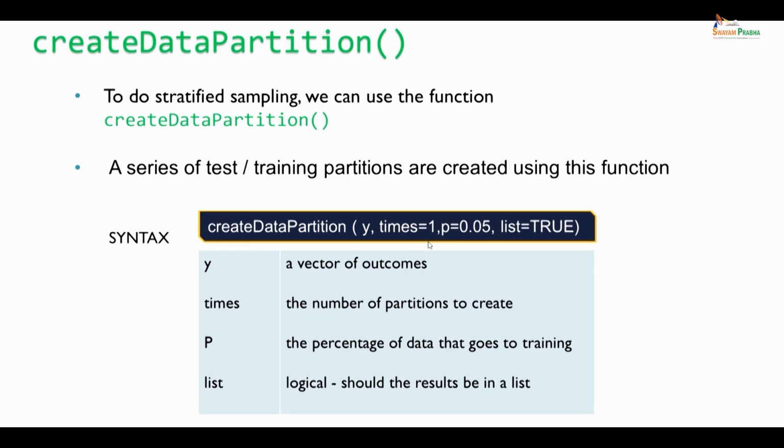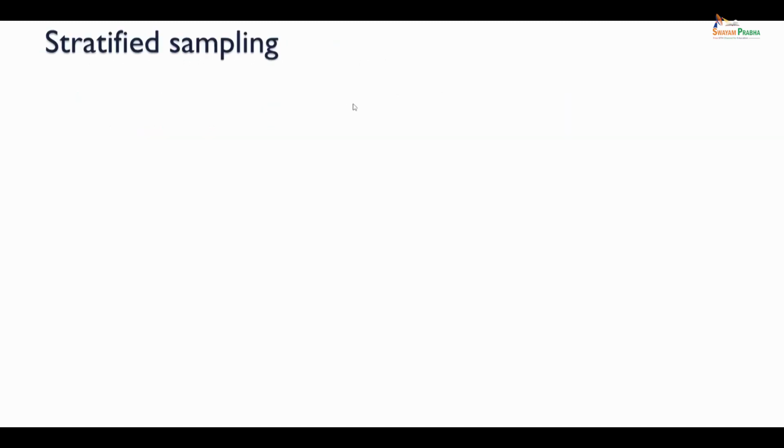By default, it will create only one partition, and p is the percentage of data that you are going to use for the training set. list equal to TRUE is a logical argument for whether the result should be presented in the format of a list or not. By giving TRUE, it will be represented in the form of a list. So, this is an overview of the createDataPartition function. Let us see how to implement that in R.